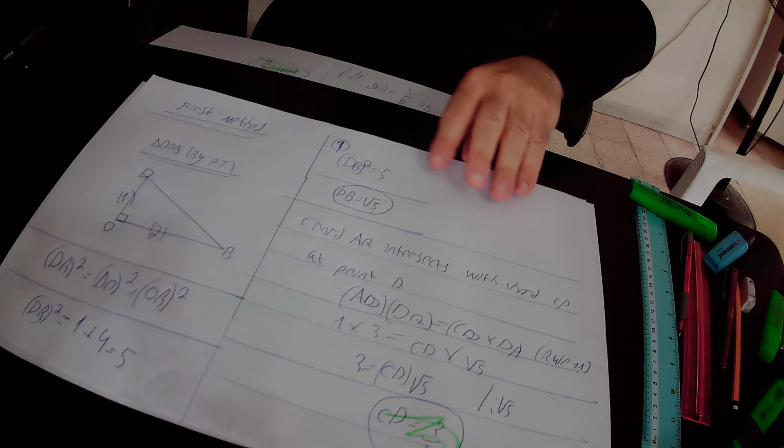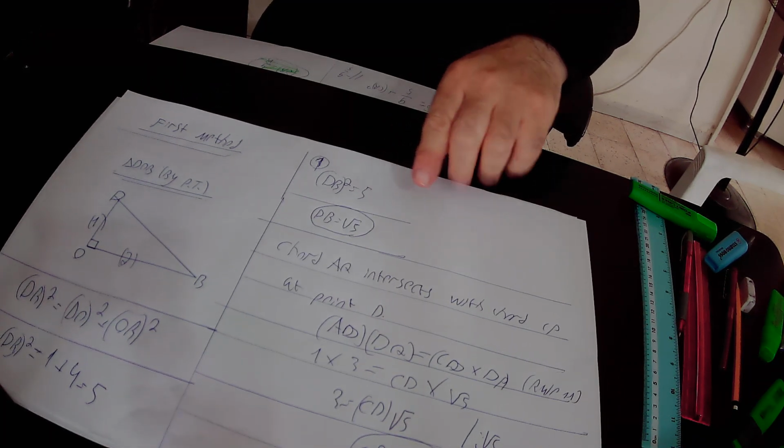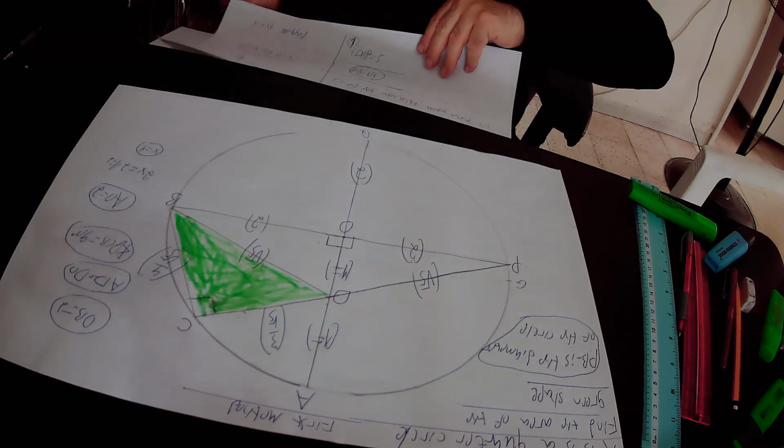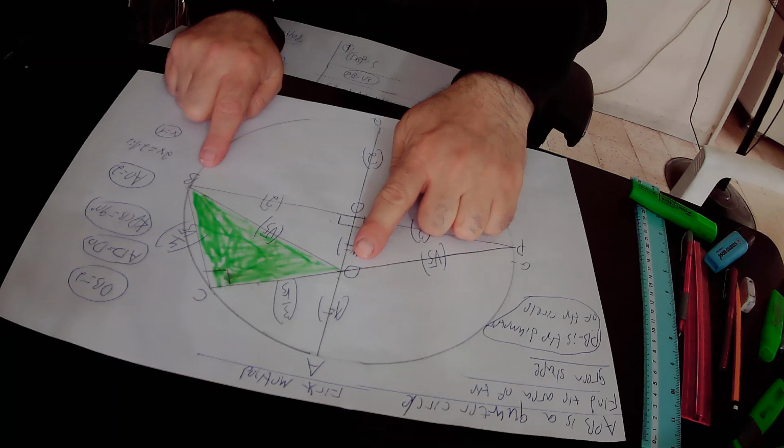So dB square equals 5, we took out of this equation and finally found out that dB equals the square root of 5 units in its length. This is side dB, that is equal to the square root of 5 units in its length.